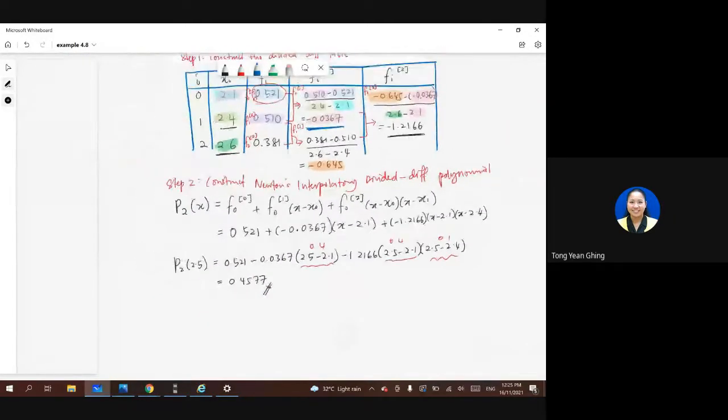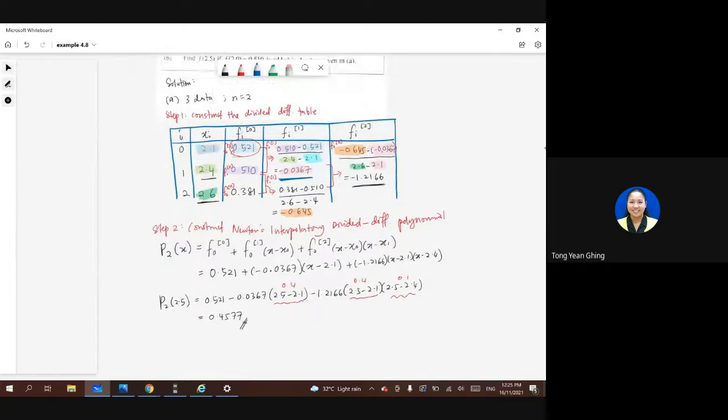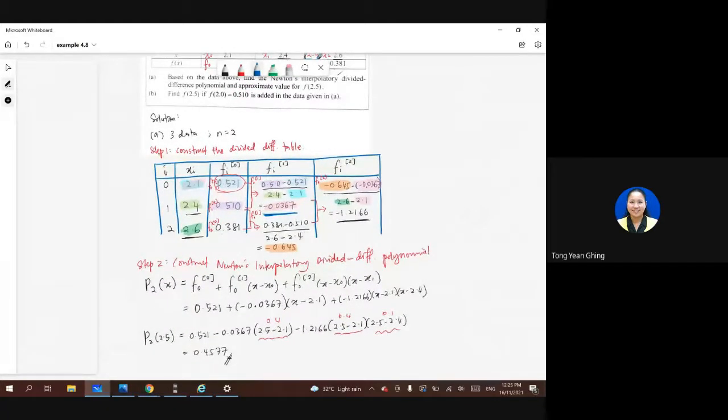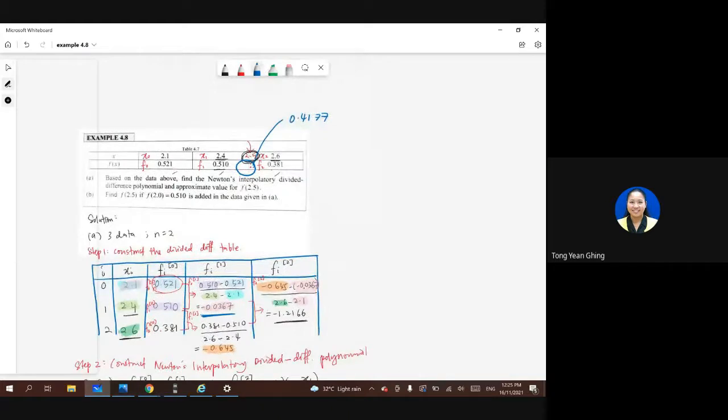And now we do B. Okay? So now for B, we have to add one more data points. So B, find F 2.5 if F 2.0 is equal to 0.510 is add into the data point. So maksudnya kalau sebelum ni, dia masuk, okay. So we have a new data point. We have 4 data points. Now become 4 data points.